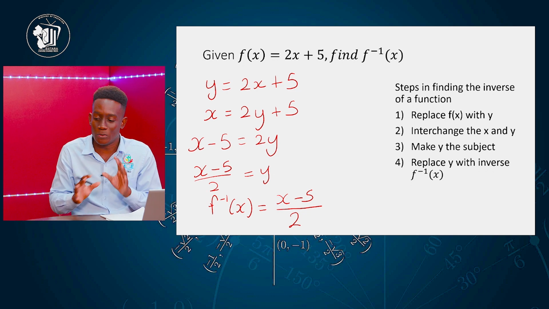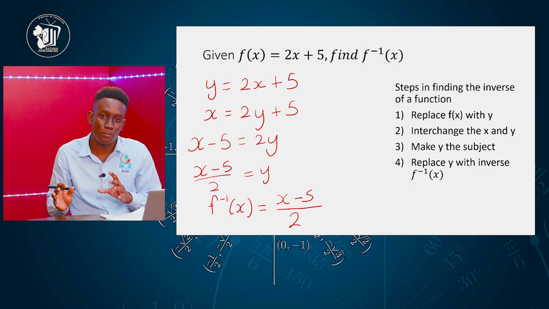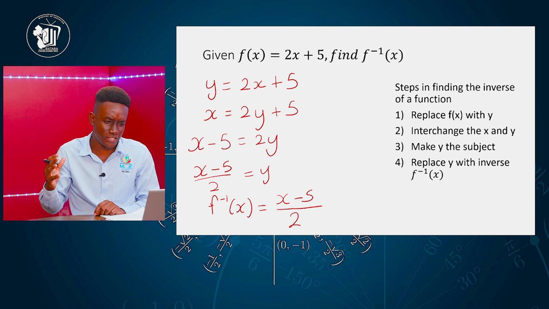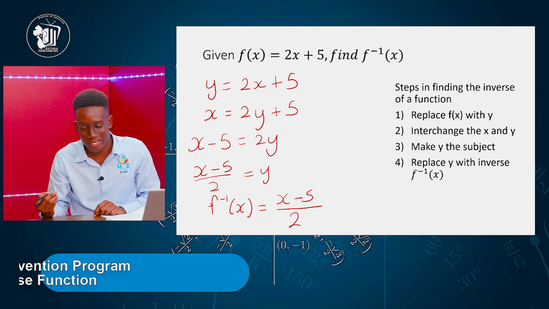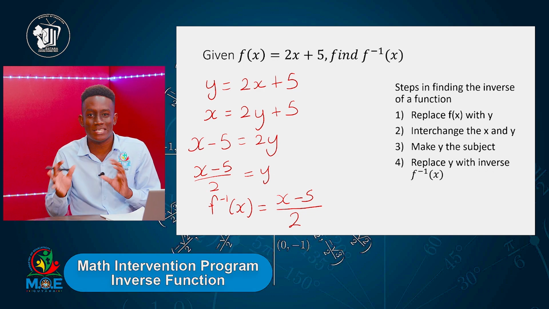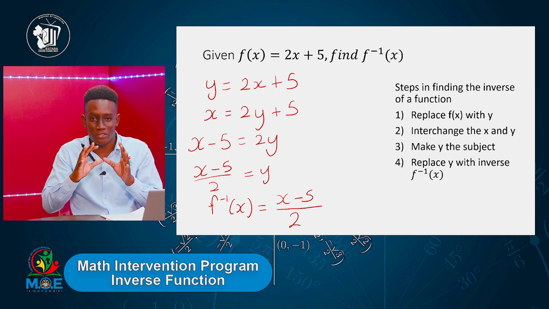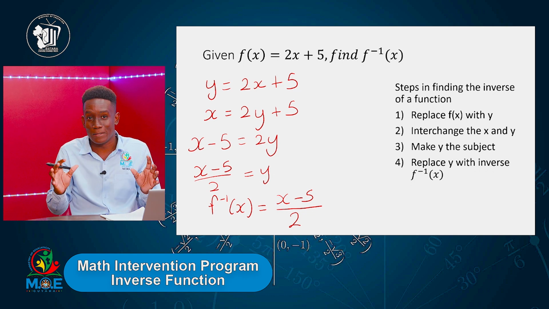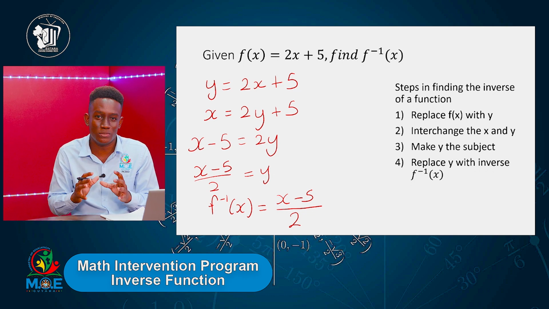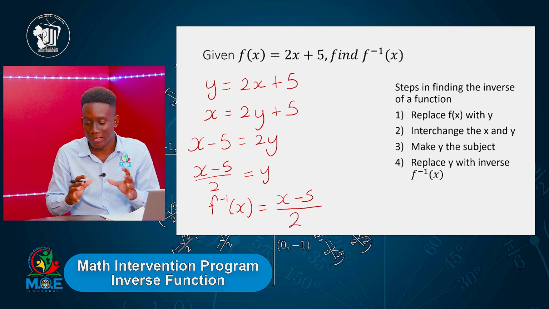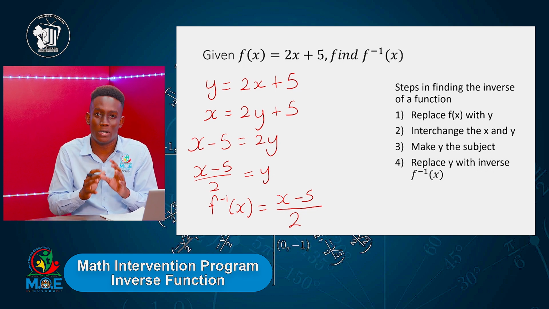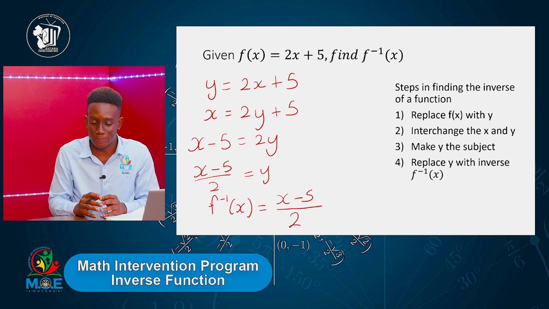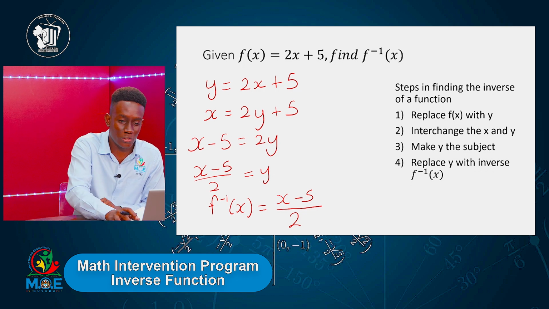Some of the working may be different, but all we need to do is remember these 4 steps. You replace f of x with y, you exchange the x and y values, wherever you see y, you put x, and wherever you see x, you put y. And then the big step, we make y the subject of the formula. Then of course, we replace y with the inverse symbol. So let's head into another example.